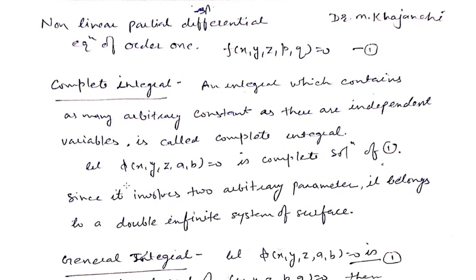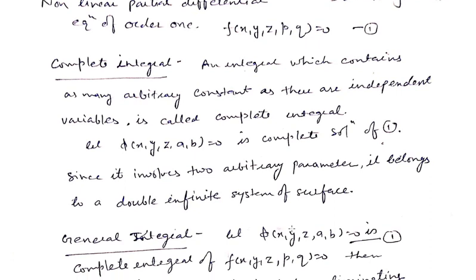So the complete solution will be phi of x, y, z, a, b. And this complete solution involves two arbitrary parameters. It belongs to a double infinite system of surfaces. Double infinite system of surfaces means a can take infinite values, at the same time b also can take infinite values. That's why it is a double infinite system of surfaces. So a complete solution contains as many arbitrary constants as the number of independent variables in the differential equation.